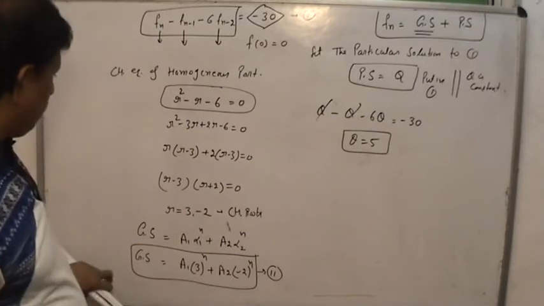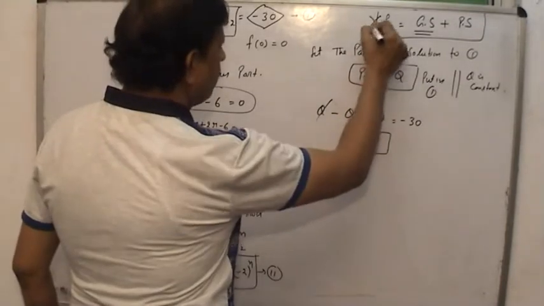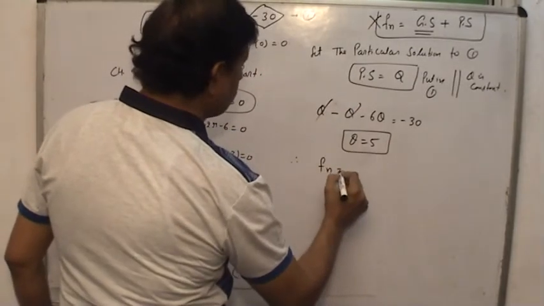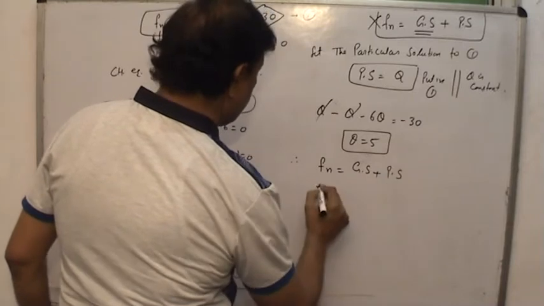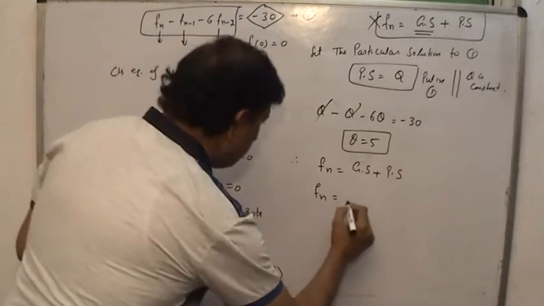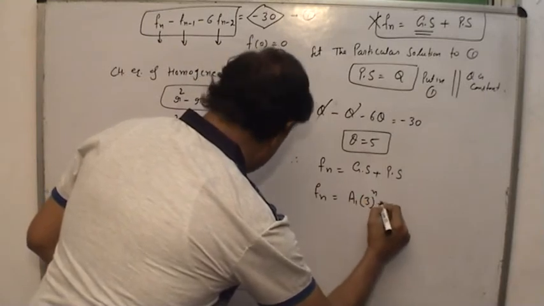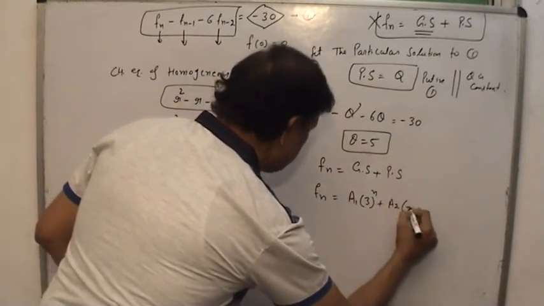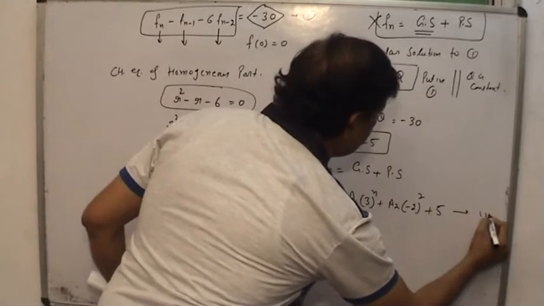Then we say what is the final solution. Therefore, here is the final solution: Fn is equal to the general solution plus the particular solution. That is, Fn is equal to A1 into 3 raised to the power n plus A2 into minus 2 raised to the power n plus 5. Take it as number 3.